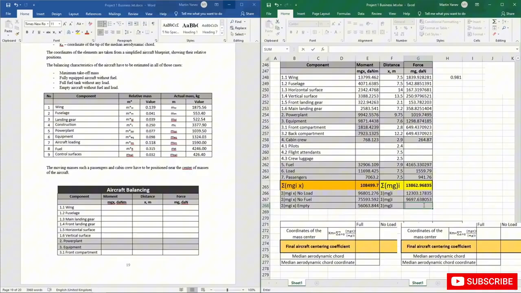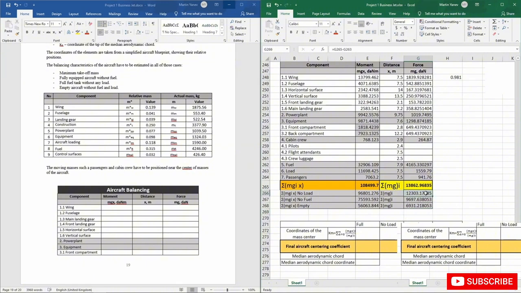Now let's see about the force. So this will be equal to the total force minus the force by the passengers, the force by the load, the force by the fuel, and the force by the cabin crew, okay? And as you can see, this is the total force produced by the empty aircraft.